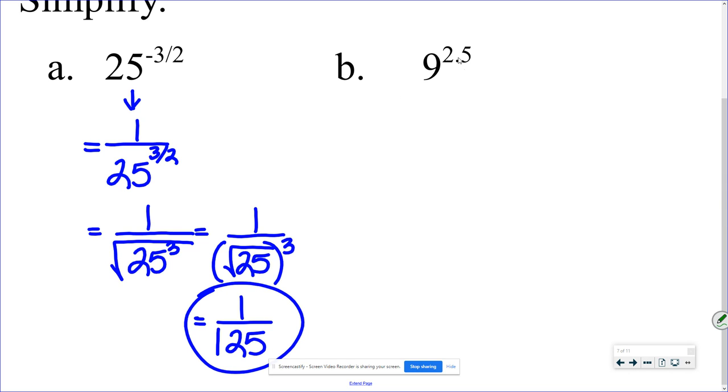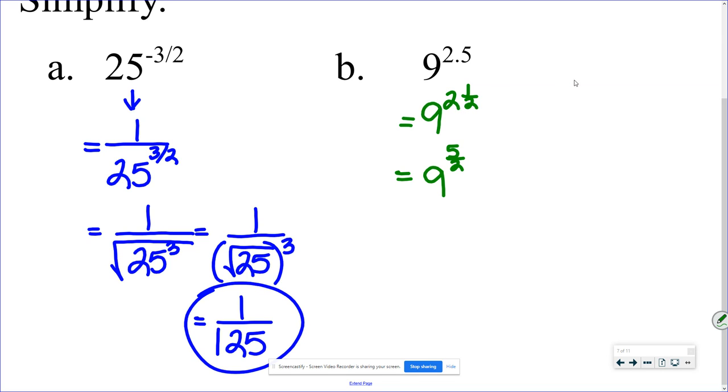B, this one's a decimal exponent. We have not talked about what decimal exponents mean because every decimal can be written as a fraction. So what's happening here is I want you to rewrite 2.5 as a fraction, and this may take you a couple steps, but the first thing that most people would think of is maybe 2.5 is the same as 2 and 1/2. But what we're really looking for is an improper fraction.